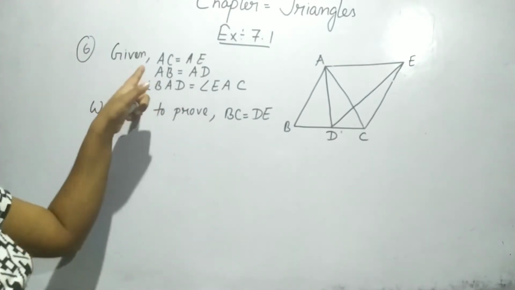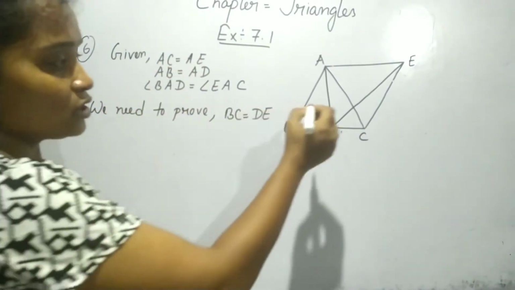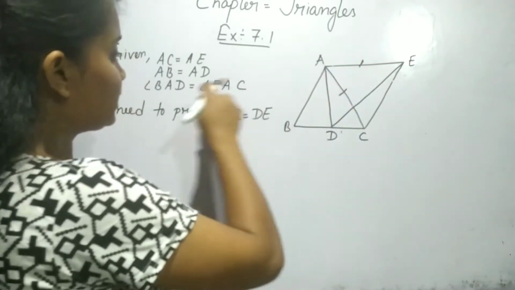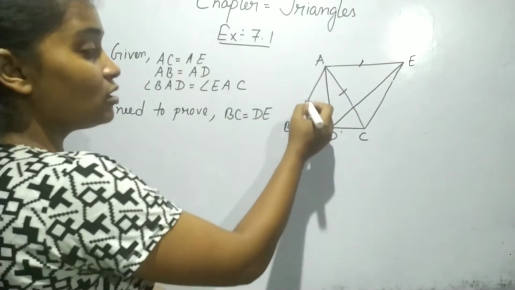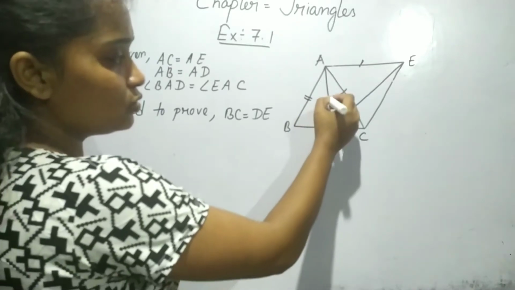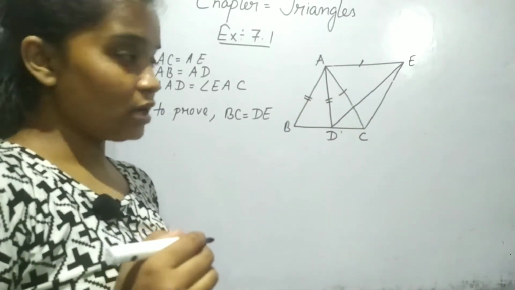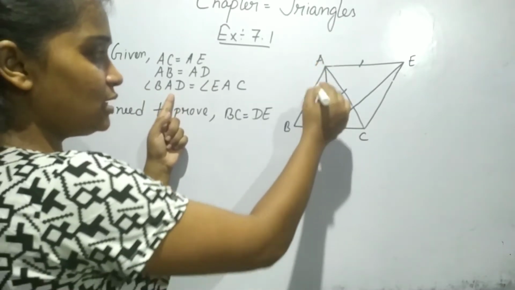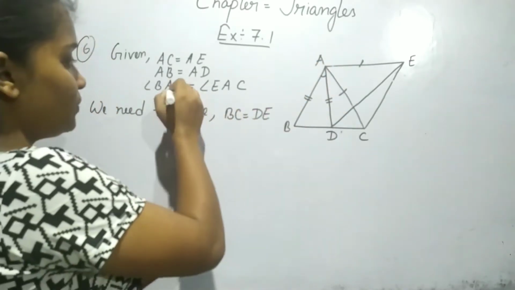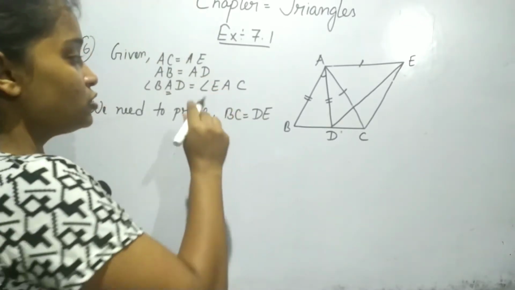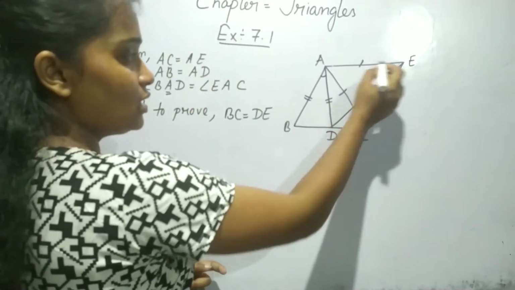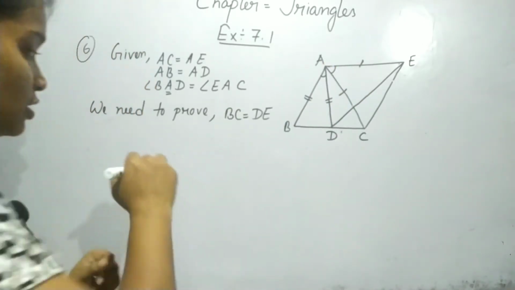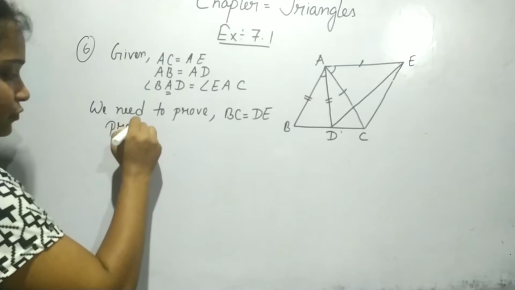First of all, what are the given conditions? Given AC equals AE. So this is AC and AE, which one? This one. So this side is equal to this side. Then given AB equals AD. Then given BAD. So this is B, this is A, this is D, so the middle part is the main one. EAC, so this is E, this is A, this is C, so this part. Okay, these are the given conditions. So now you can write the proof.